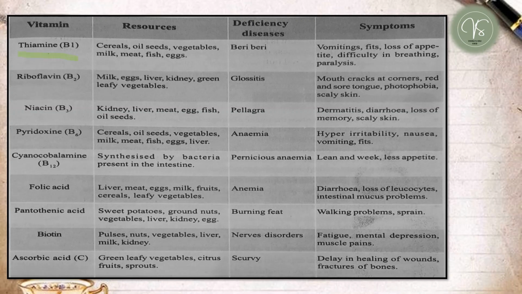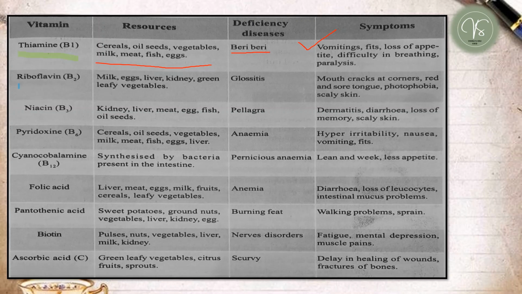Vitamin B1 is also known as thiamine. This vitamin is necessary for the activity of some of the enzymes of carbohydrate metabolism. The sources in which this vitamin is found are cereals, oilseeds, vegetables, milk, meat, fish, and eggs, and deficiency of this vitamin causes beriberi. The symptoms of this disease are vomiting, fits, loss of appetite, difficulty in breathing, paralysis, and even the calf muscles of our leg become very tender.